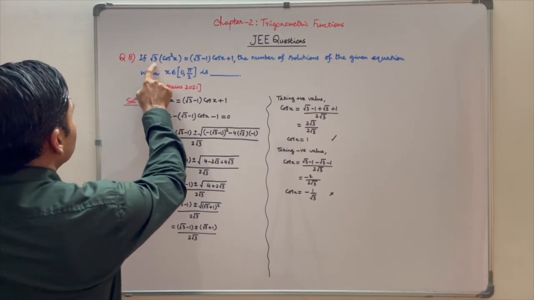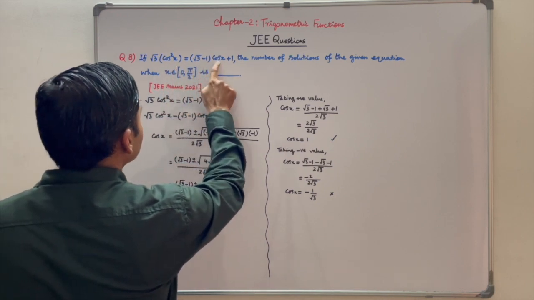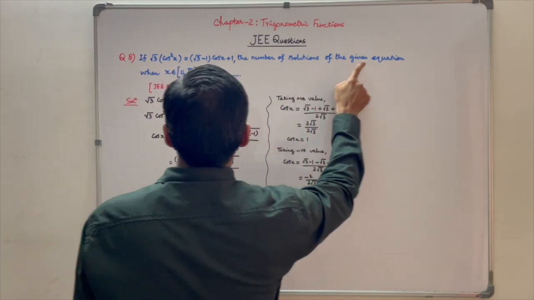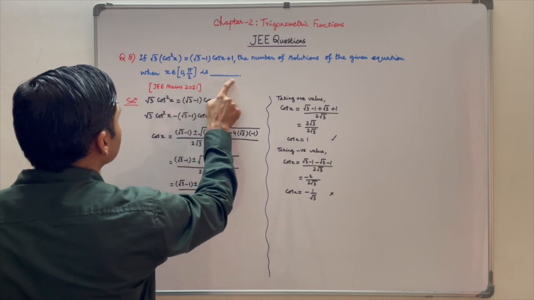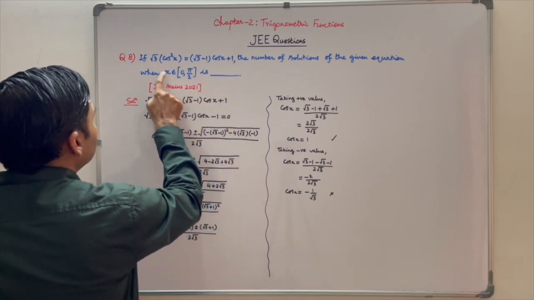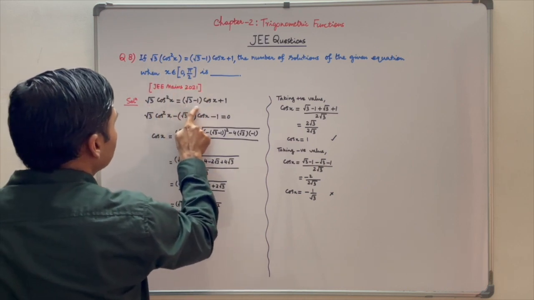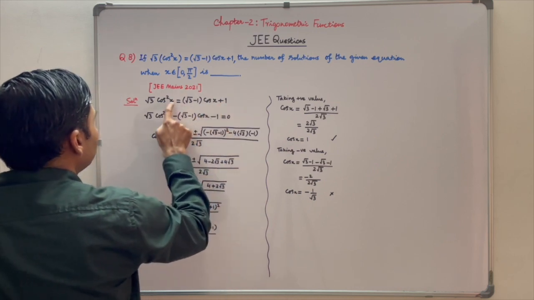Eighth question: if √3 cos²x = (√3 − 1) cos x + 1, the number of solutions of the given equation when x lies between 0 to π/2 is. This question appeared in JEE Mains 2021. It is given that √3 cos²x = (√3 − 1) cos x + 1. Bring the right hand side to the left hand side.